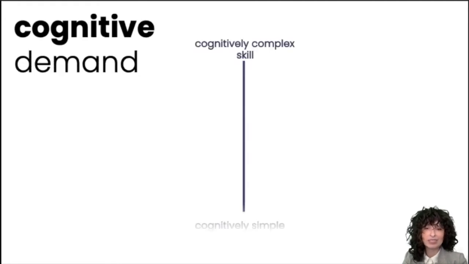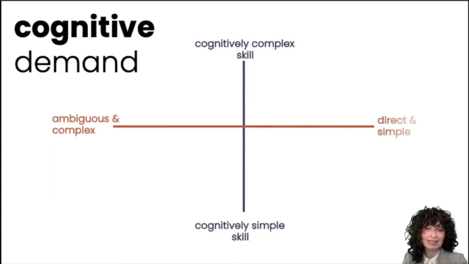In terms of complexity, I want to focus on cognitive demands of a task. A task can be demanding because it requires a complex cognitive skill, or it can be demanding because it has a high level of ambiguity and complexity. And those two variables can interact.